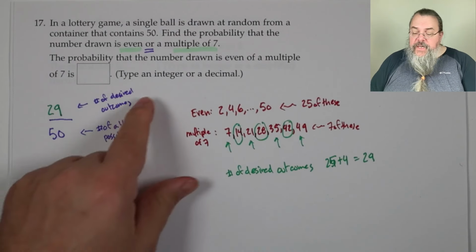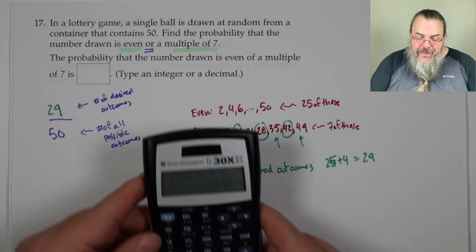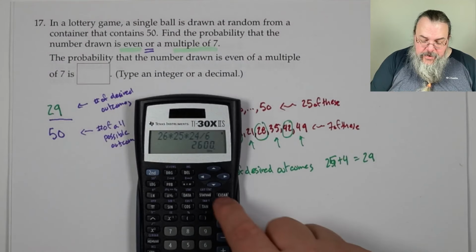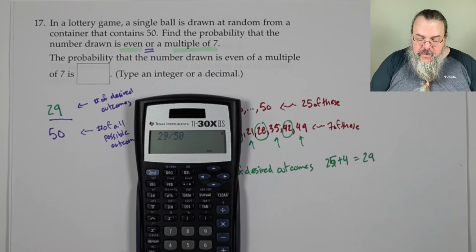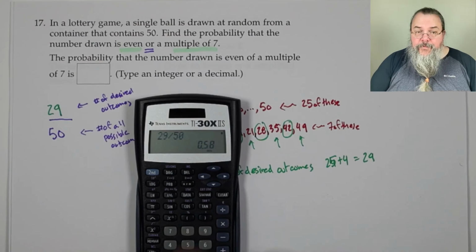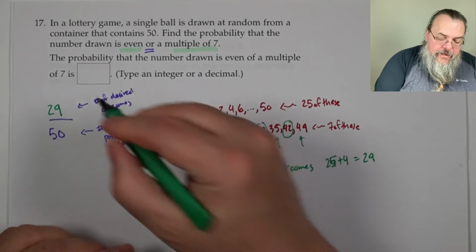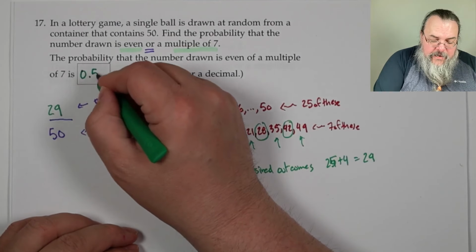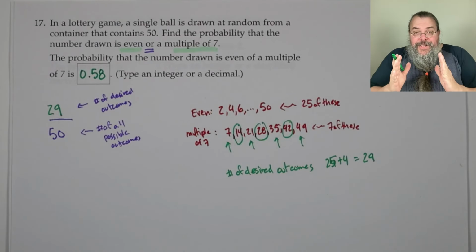Now it says type an integer or a decimal. Well, 29 over 50 is not an integer. It doesn't want a fraction, so we'll clear. We'll do 29 over 50, and that should be 0.58. Yep, 0.58. And so that's what we put in here, 0.58.